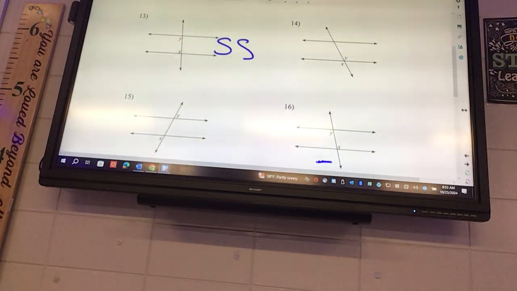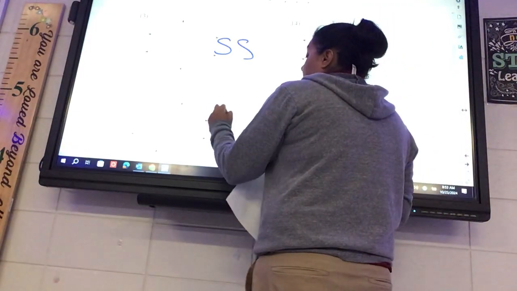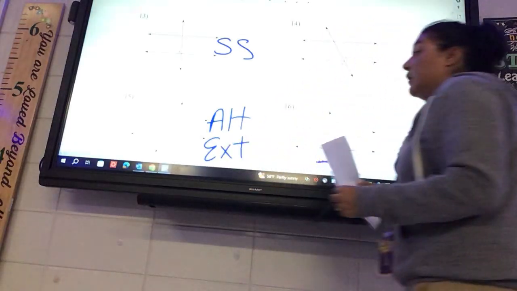Okay, 15. Where's the X? Outside. Exterior. Where's the Y? Outside. Exterior also. So they're both exterior. What are our answer options? There's only one exterior, correct? Alternate. So it's going to be alt exterior. So A.